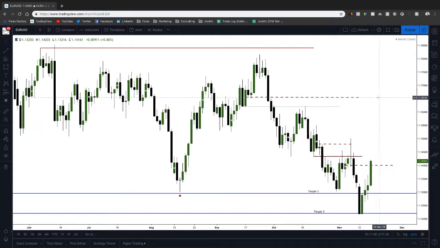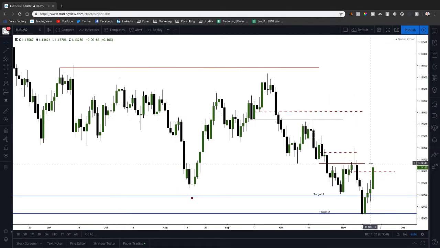That's what I'm leaning towards, but for that to happen, we do have to break above 1.15 big figure, right? That will break structure on the daily. As of right now, we're still within the bearish trend, but we need to push above 1.15 big figure, which will confirm that break in market structure on a daily basis for euro dollar.